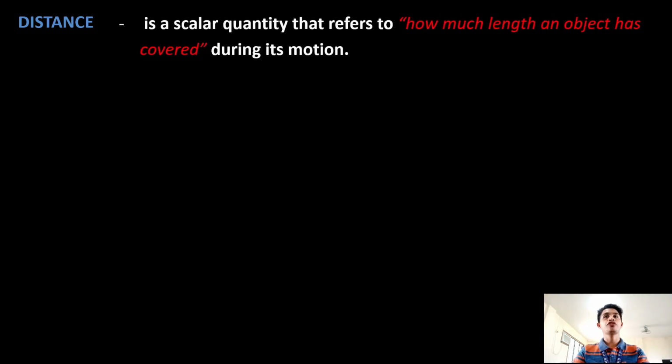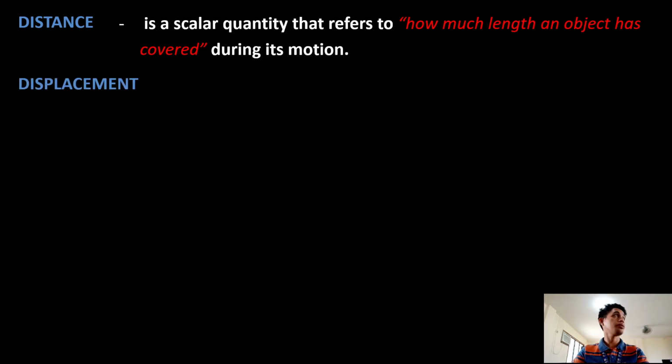This is for engineers. So, dito sa mga terms. Ano ba yung mga terms? So, distance. It's a scalar quantity that refers to how much length an object has covered during its motion. That is distance, scalar quantity.